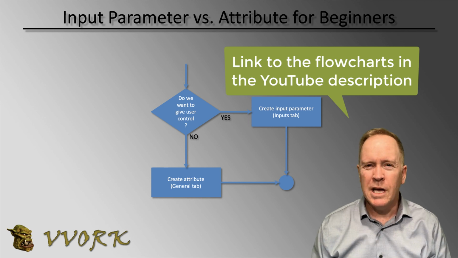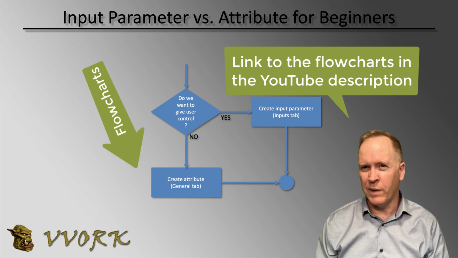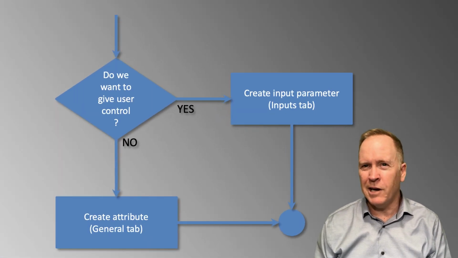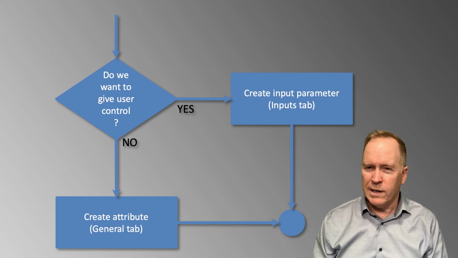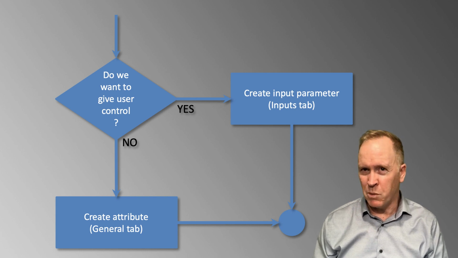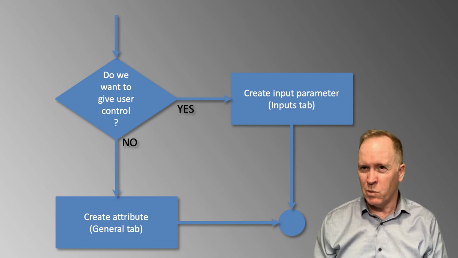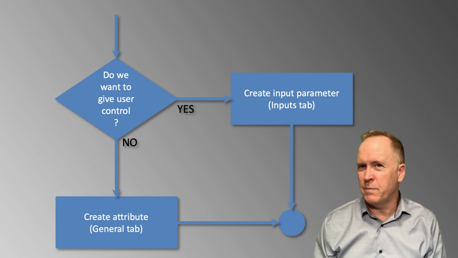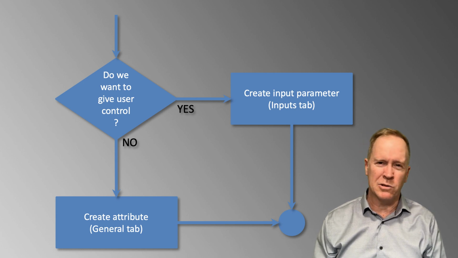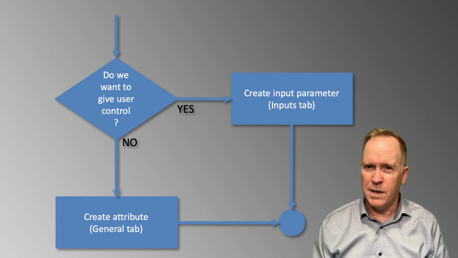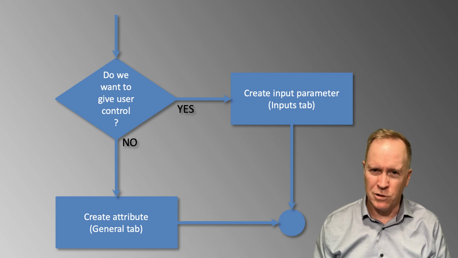As you can see here, I have a flow chart to help you if you're brand new to Orchestrator. If you're a beginner and you're trying to make that determination of whether a variable should be an input parameter or an attribute, it basically works like this. You ask yourself, do I want the user to be in control over the value that's stored in this variable? If the answer is yes, then we'll create an input parameter by going to the Inputs tab. That's what input parameters do. Input parameters allow the user to set the value. On the other hand, if I don't want the user to have control over the value of the variable, I would instead go to the General tab and create an attribute.